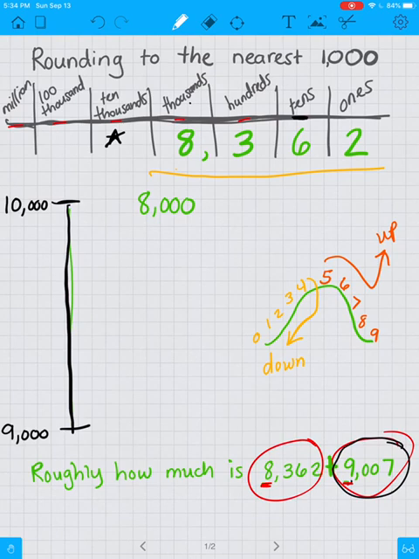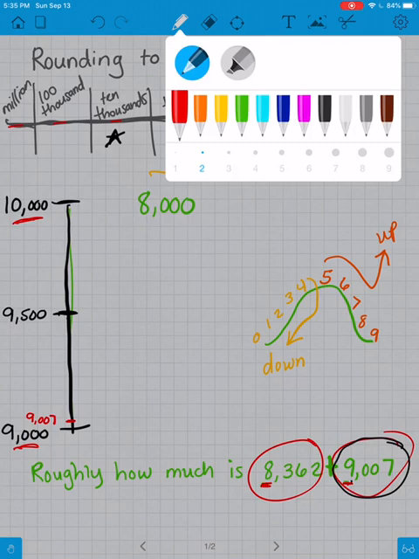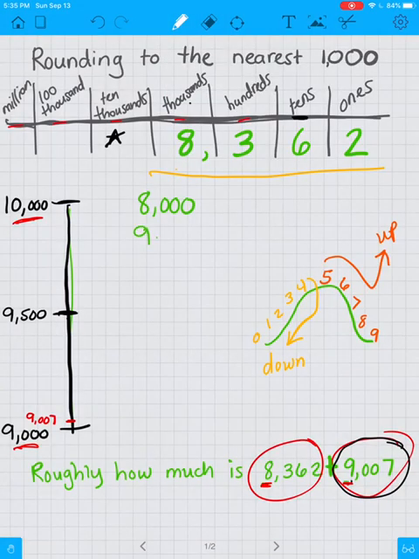All right? So I got to think about what would be halfway. Well, I know 9,500. Remember, there's going to be either 5, 50, 500, 5,000, something, depending on the numbers you're using, in the middle, a 5 of some sort. So where would 9,007 be? Well, 9,007 would really just be somewhere right here because we're only adding 7 ones. So did I have to round up to 10,000 or did I have to round back down to 9,000? Well, I had to round back down to 9,000.